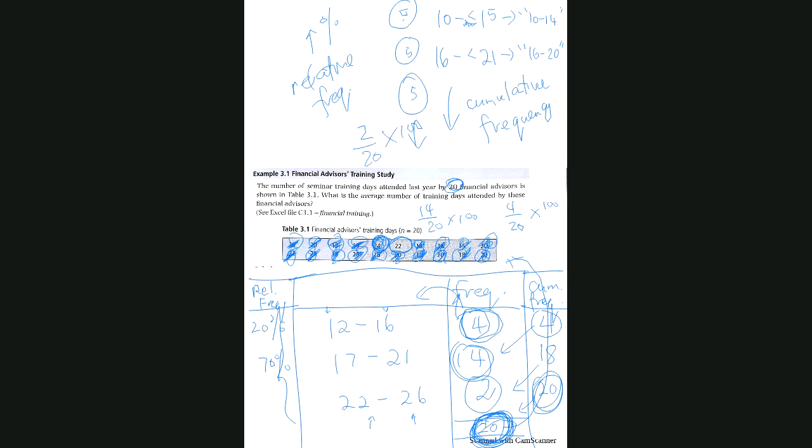So that's 10%, sorry. It's each individual frequency over the total multiplied by 100. So again, a very commonly asked question, and I'm pretty sure one that's in your assignment as well.